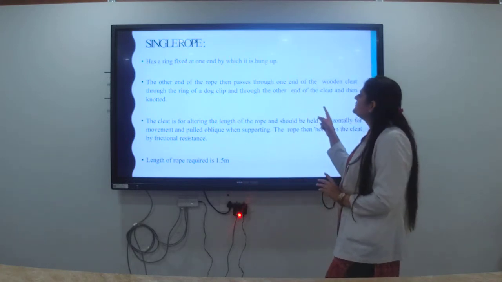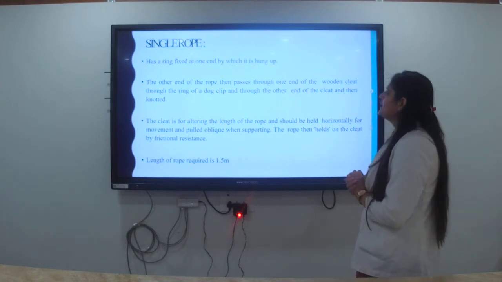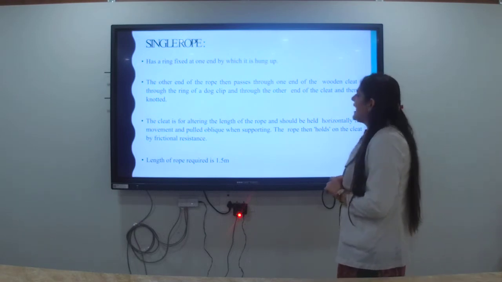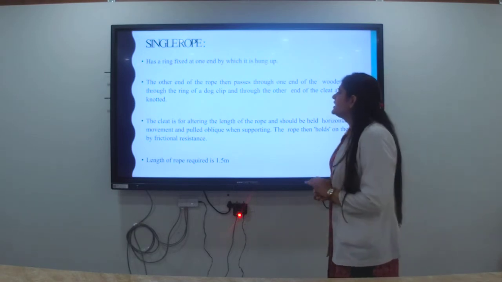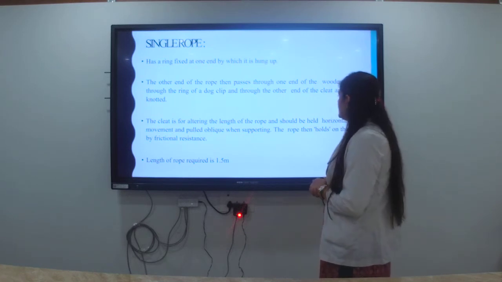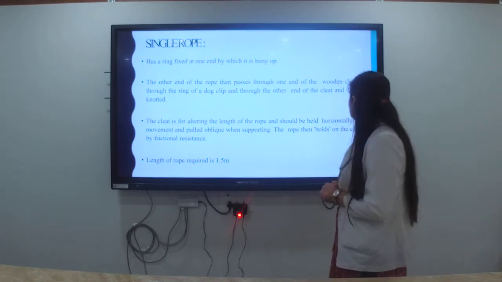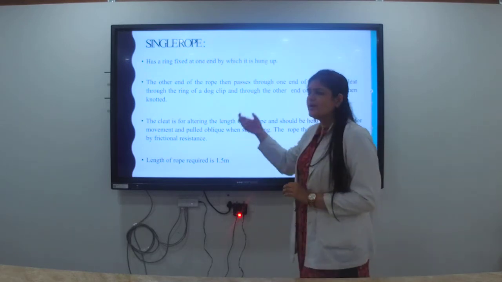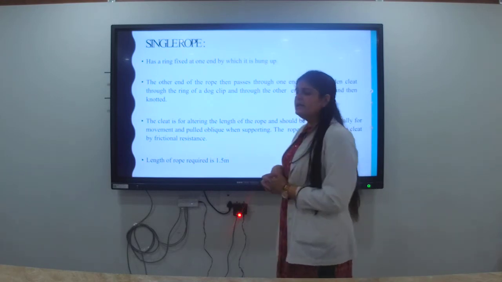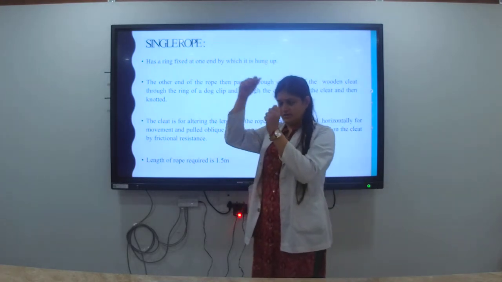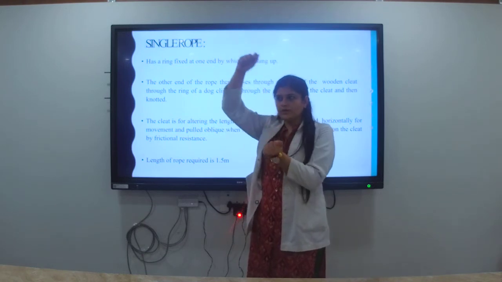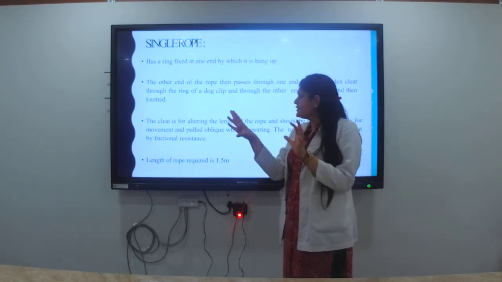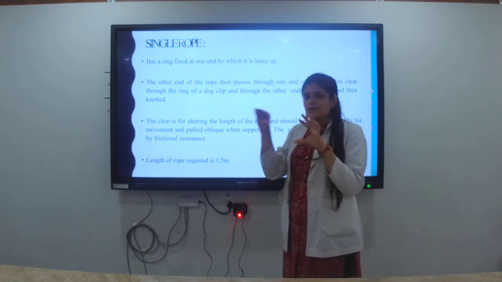The other end of the rope then passes through one end of the wooden cleat, through the ring of a dog clip, and through the other end of the cleat, and then it is knotted. The cleat is used for altering the length of the rope and should be held horizontal for movement and pulled oblique when supporting. I will show you in the practical that if it is kept a little bit horizontal, then you can move it up and down to adjust the patient's length, and when it is kept absolutely horizontal and not oblique, that time it is going to support.